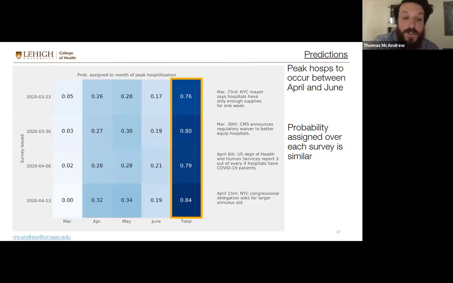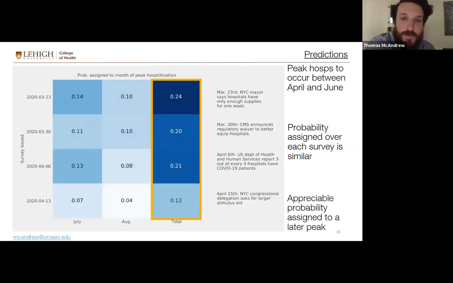Now, if you look at March, April, May, and June, the probabilities assigned to all those months summed up is fairly consistent over time. On March 23rd, it was a 0.76 probability. On April 13th, it's a 0.84 probability. But overall, even though a lot of things have happened over this time, the probability experts think hospitalizations will peak is roughly in these months. That said, next slide, please. There's still an appreciable probability assigned to July and August. Next slide.